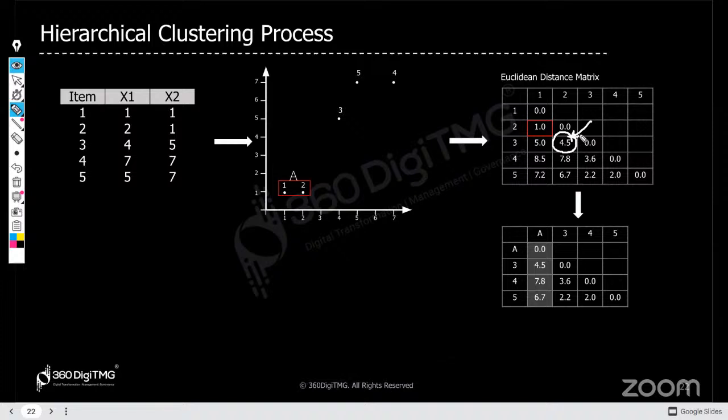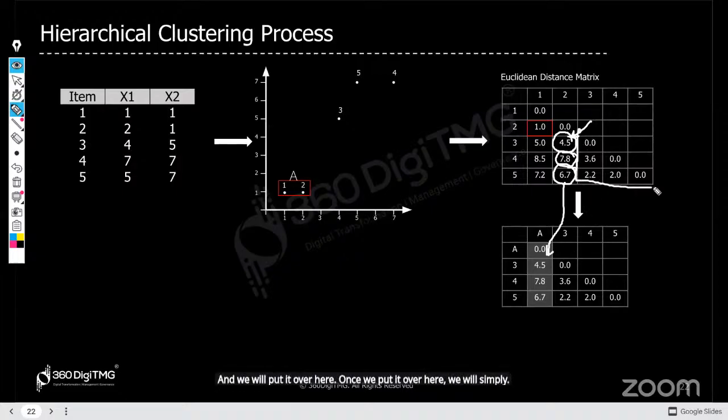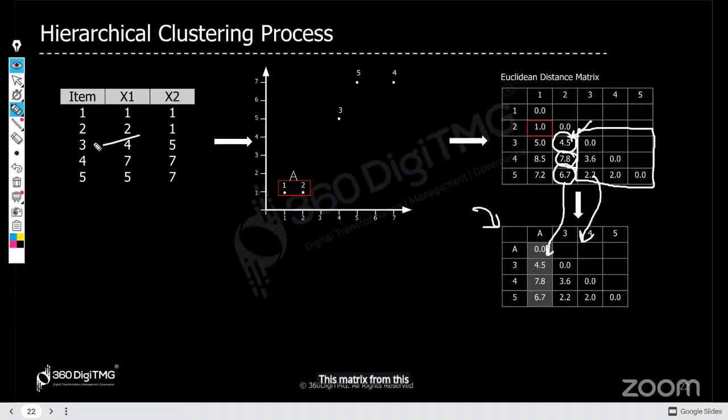Here the smallest is 4.5. Here the smallest is 7.8 out of these two. Out of these two, the smallest is 6.7. And we will put it over here. Once we put it over here, we will simply copy this data and paste it over here. That's how we are getting this matrix from this big matrix.